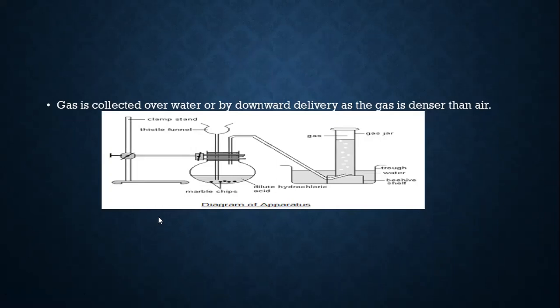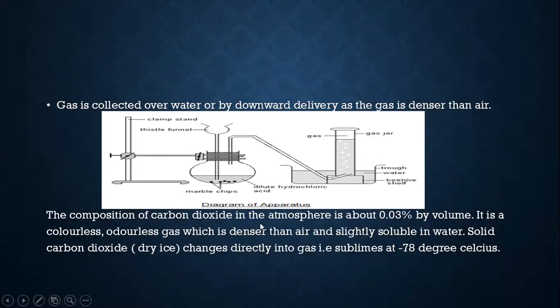So the composition of carbon dioxide in the atmosphere is about 0.03% by volume. We know that. And it is a colorless gas, it is an odorless gas, which is denser than air and slightly soluble in water. The solubility of carbon dioxide is very minimal. So that's why sometimes you even say it is insoluble. But it is actually soluble, but the solubility is very, very slight. Solid carbon dioxide is called dry ice, and it has a tendency of undergoing a process called sublimation. That is, it can change directly from solid to gas.